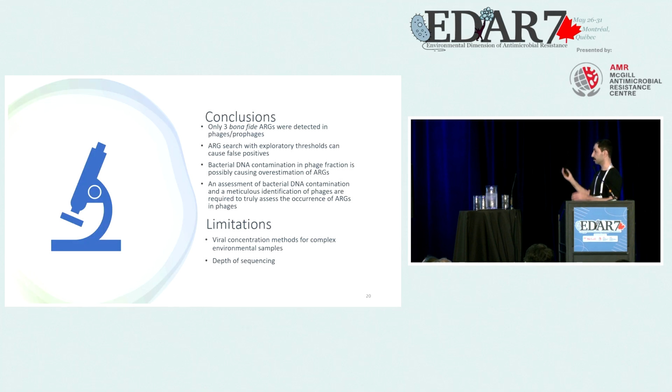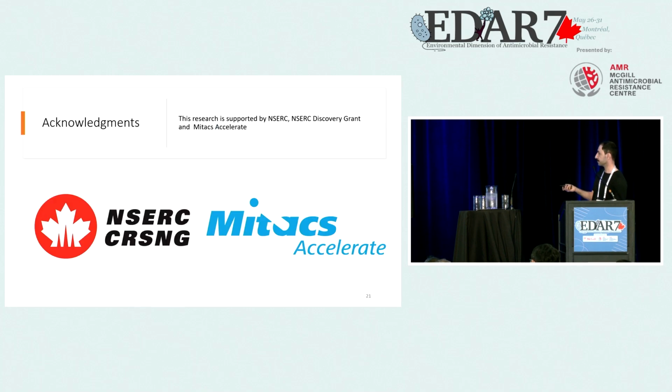These are my conclusions. I only detected 3 IRGs, and for the assessment of IRGs in bacteriophages, we have to be more careful. The limitations of these studies are, again, the viral concentration method and the depth of the sequencing.